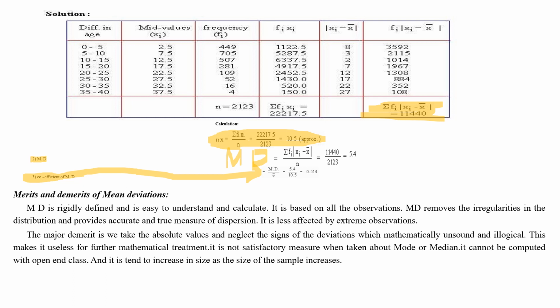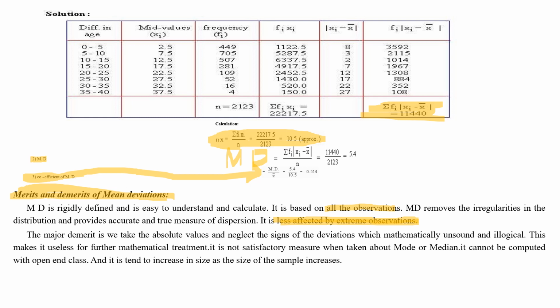So the merits and demerits of mean deviation are: mean deviation is rigidly defined and is easy to understand and calculate. It is based on all the observations. MD removes the irregularities in the distribution and provides accurate, true measures of dispersion. It is less affected by extreme observations. It is not much affected if there are extreme values, because we consider all the observations.